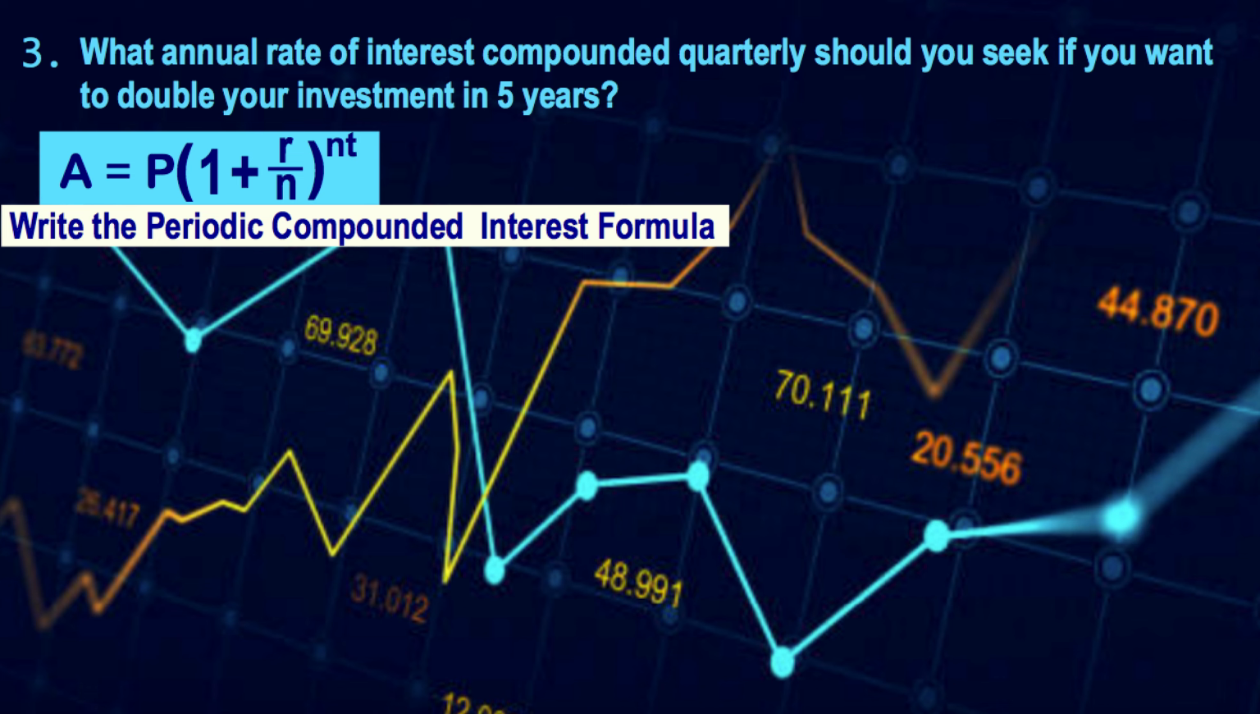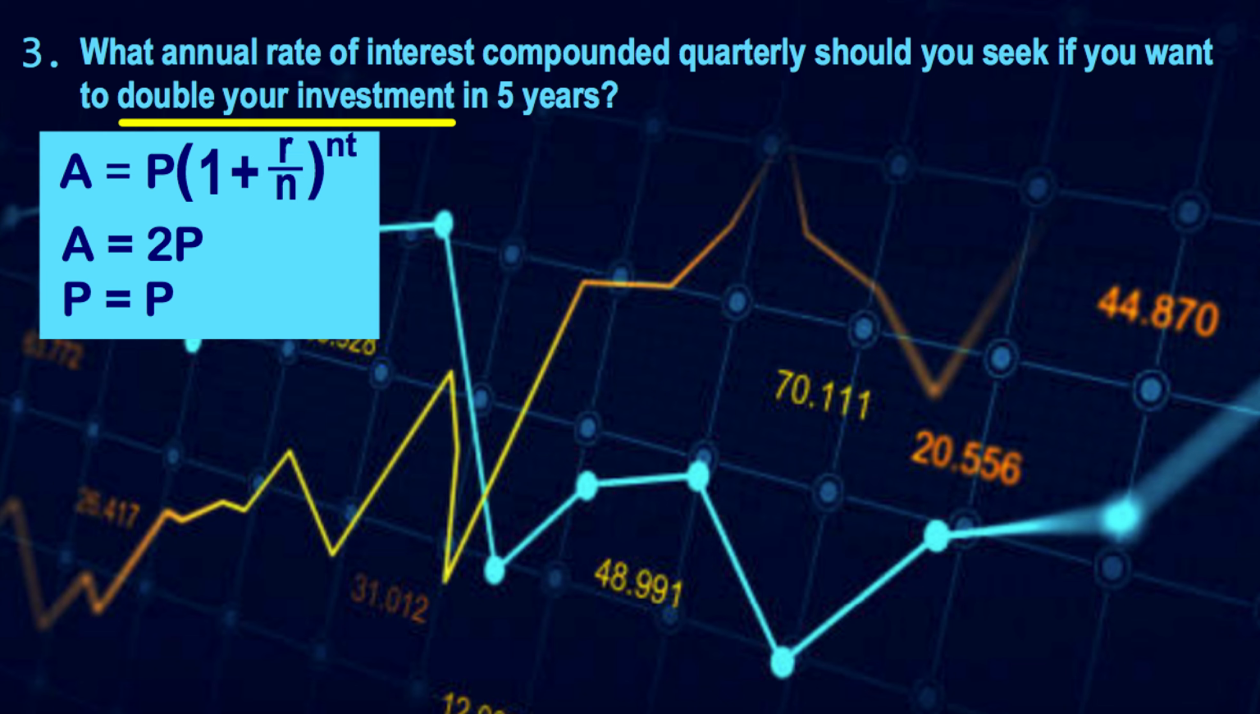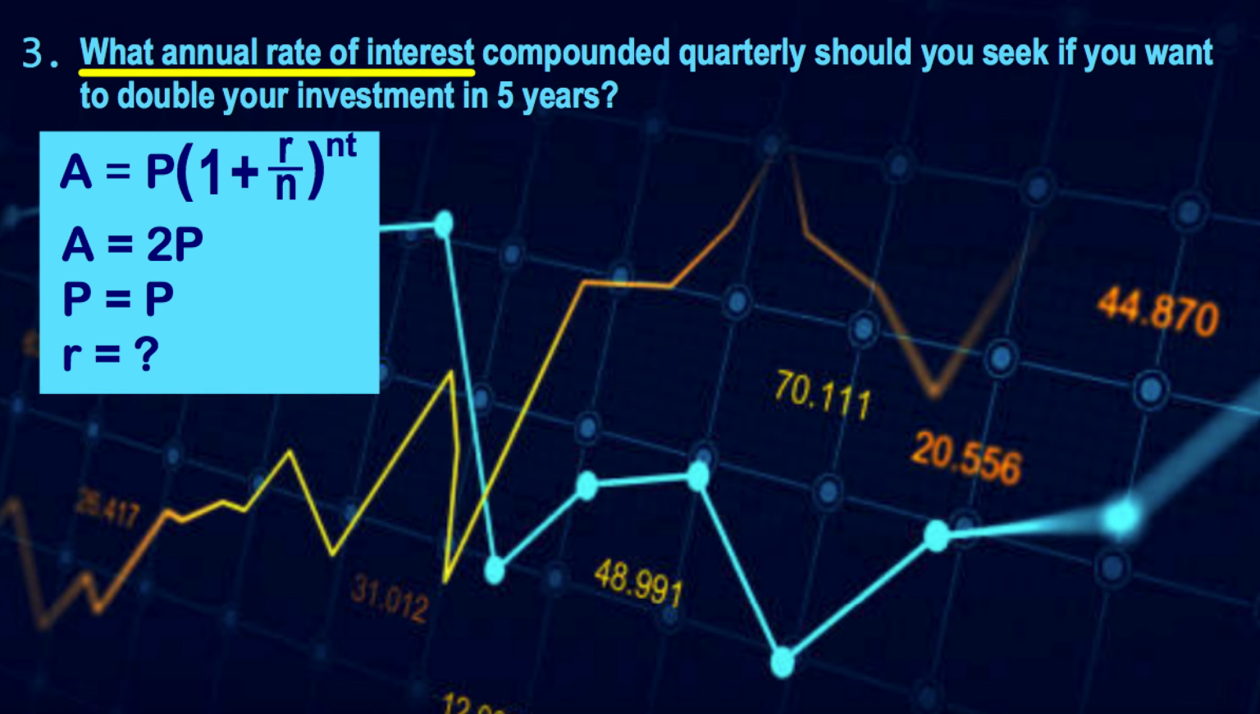The question states that we want to double our investment. It does not state a final price and a starting price. Thus, we can take our principal to be the variable P, and if we want to double our investment, A should be twice the value of P, written as 2 times P. The rate is unknown, that's part of the question. It's asking us what annual rate of interest we want.